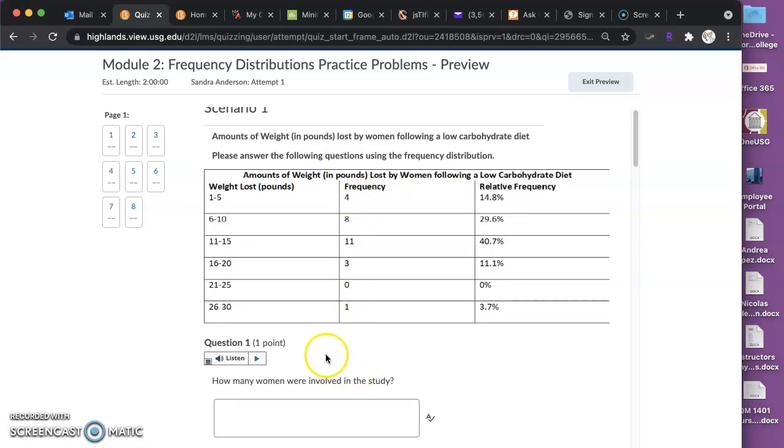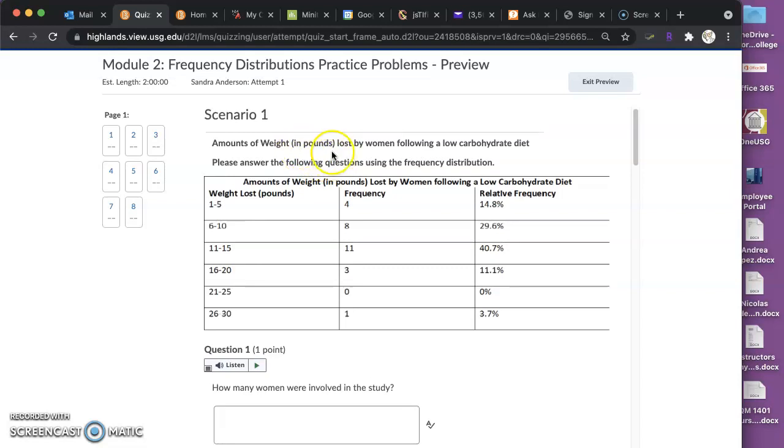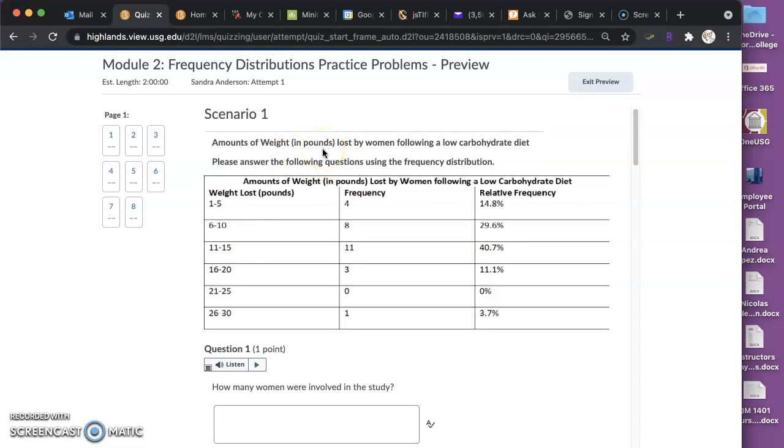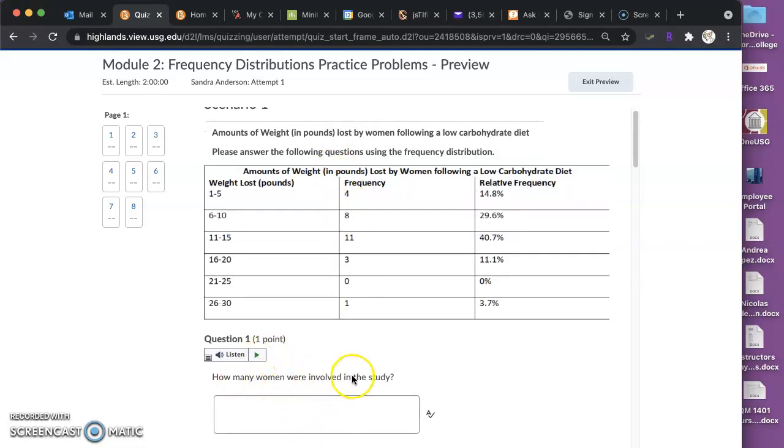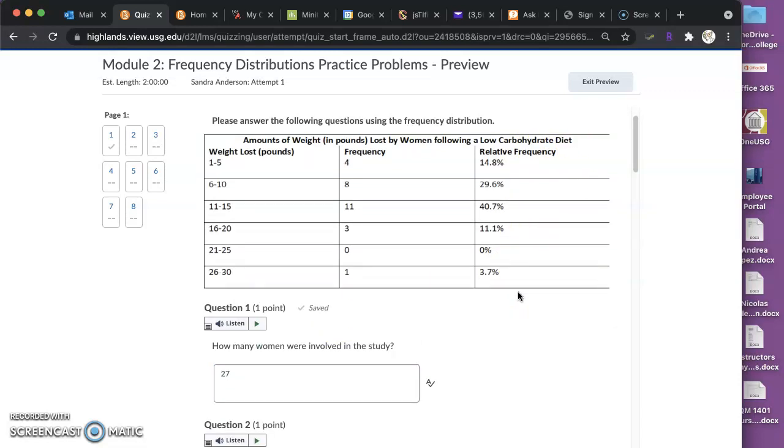So what I would do right here, if it's not done already, is do a whole count of the frequency. A lot of times in the problem it will tell you out of 20 women or something like that. This one does not tell us how many. So it does say how many people were involved in the study as our first question anyway. So that's 8, 9, 10, 11, 12. 12 and 11 is 23, 26, 27 women in the study. Now, every time you want the relative frequency, we're going to use that total number of women, which is 27.